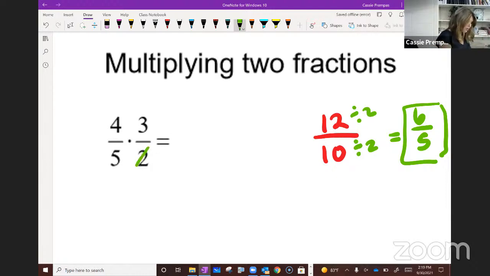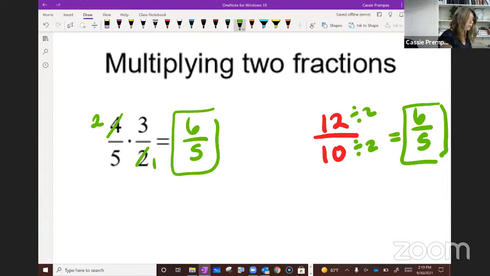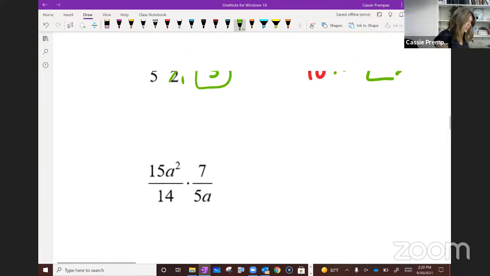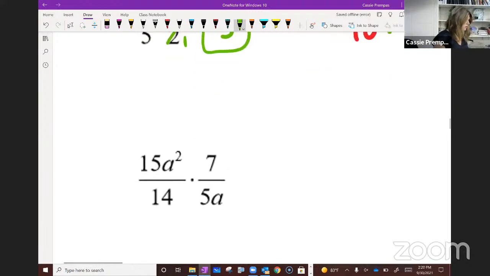Well done. 2 goes into itself 1 time, into 4 2 times, and then I could just multiply across 6/5. Both of these work. This way we'll probably use more today. So make sure you can see how that works, that we can reduce in that way. Nice job, Katie. And let's move on to using that skill for the next one.